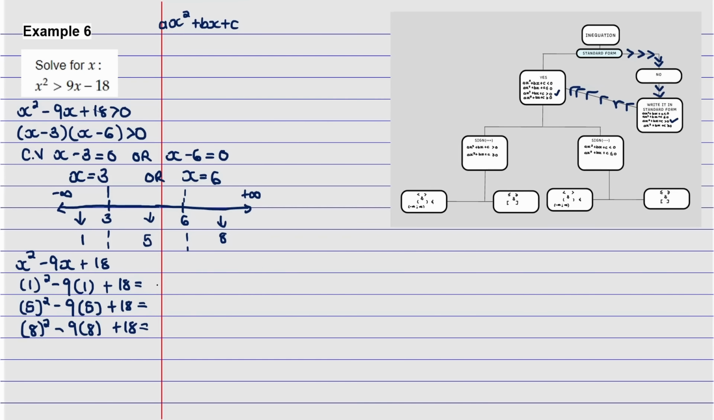Then we're going to get here: the first one is going to be 10, the second one is going to be negative 2, and the last one is going to be 10. What matters is the sign. So the first one is positive, the second one is negative, and the third one is positive. So let's write the signs. Here where we picked 1 is going to be positive, because when we substituted it, we got a positive number. Then the second one is going to be negative, like this.